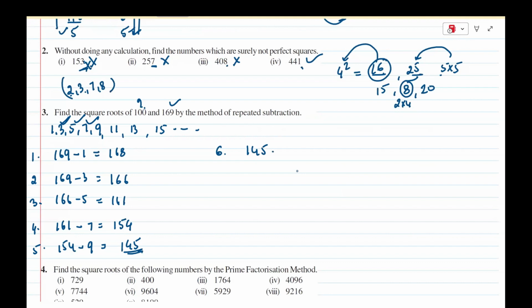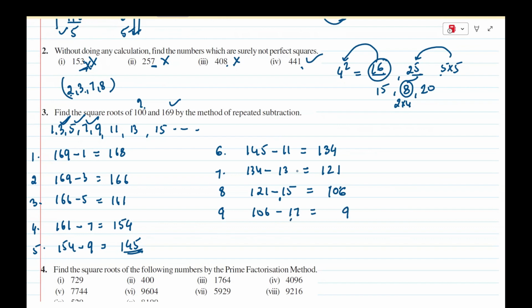Here, 145, the next odd number is 11. So it is 134. Seventh, next is 134 minus 13, which will give you 121. Next, 121 minus 15 will give you 106. Next, 106, and then which number? Definitely it is 17. So this will give you 89. Next, 10th number, 89 minus 19 will give you 70.